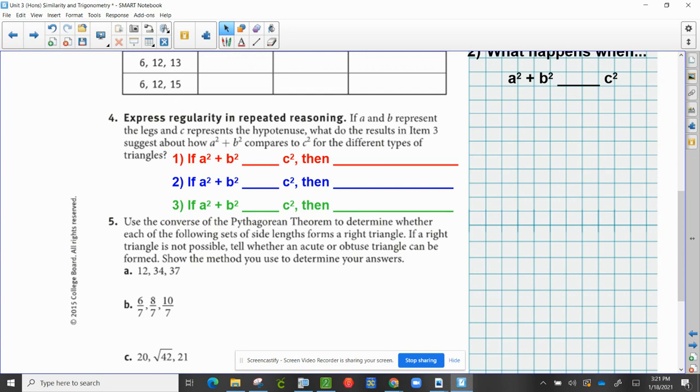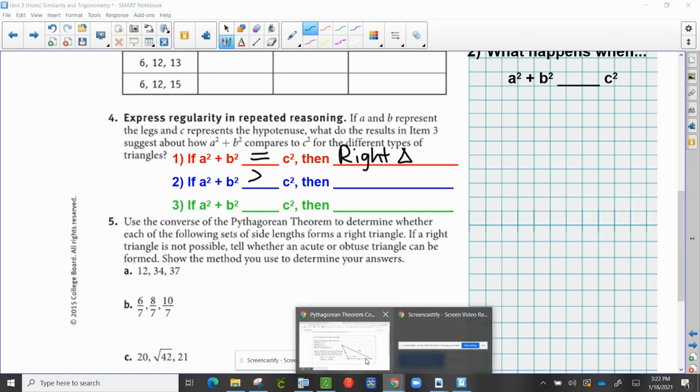So the first one, if we have A squared plus B squared, if that ends up being equal to C squared, that's how we can prove that something is a right triangle. Okay. And then on that little exploration, we talked about if A squared plus B squared ended up being larger or greater than our C squared.